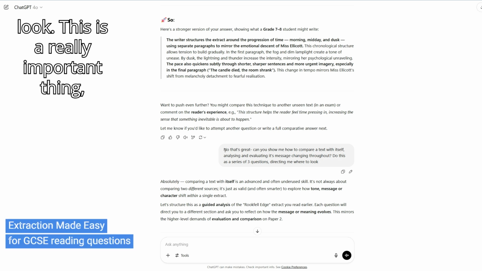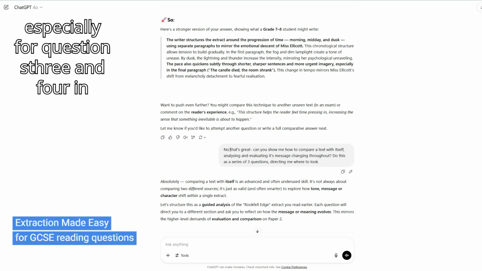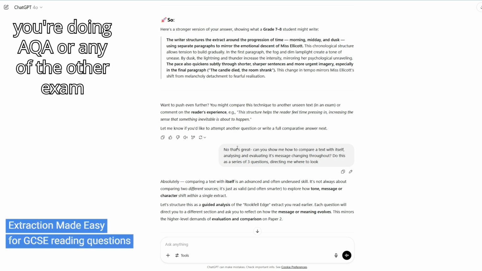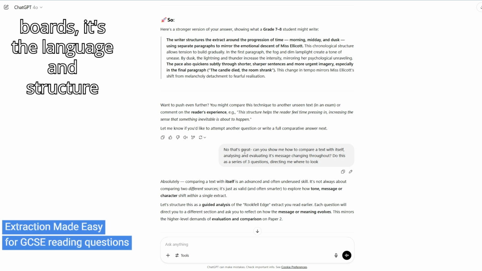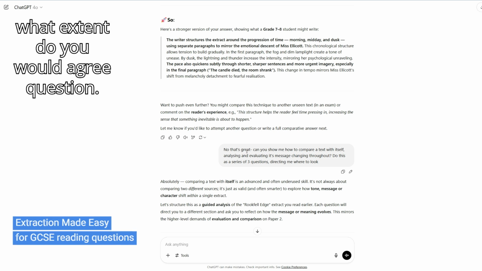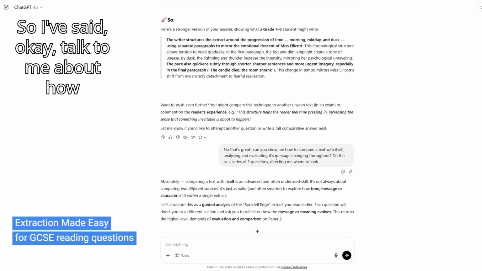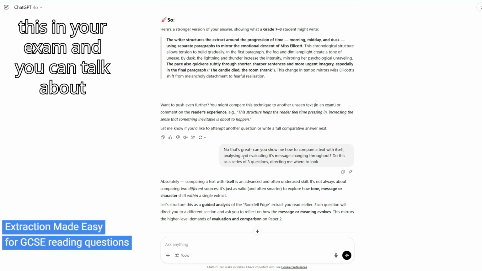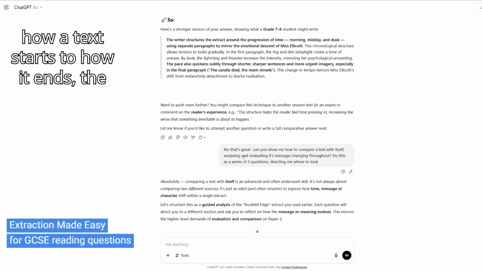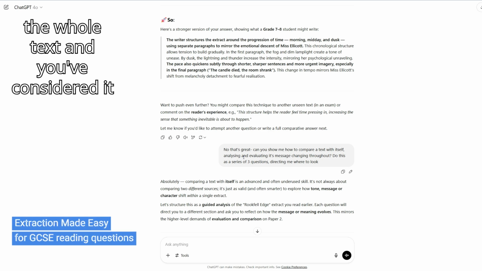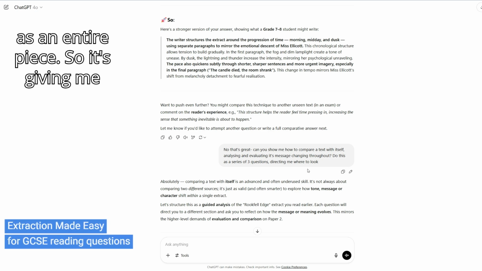This is a really important thing, especially for questions 3 and 4 in paper 1 if you're doing Edexcel. If you're doing AQA or any of the other exam boards, it's the language and structure question and the evaluative, to what extent do you agree question. So I've said, okay, talk to me about how the message changes. Now, if you can do this in your exam and you can talk about how a text starts to how it ends, the examiner's going to be really impressed because it shows them that you've read the whole text and you've considered it as an entire piece.